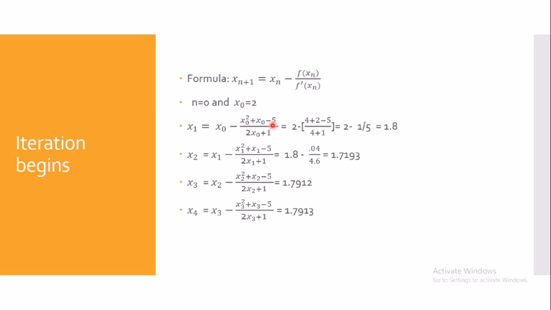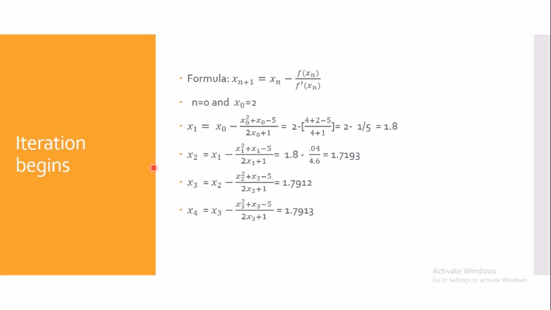So x0² + x0 − 5 divided by 2x0 + 1, which is equal to... what is x0? It is 2. So 2 minus, substitute the values over here. You will get (4 + 2 − 5) divided by (4 + 1), which is equal to 2 minus 1 by 5, that is equal to 1.8. So your x1 is 1.8.